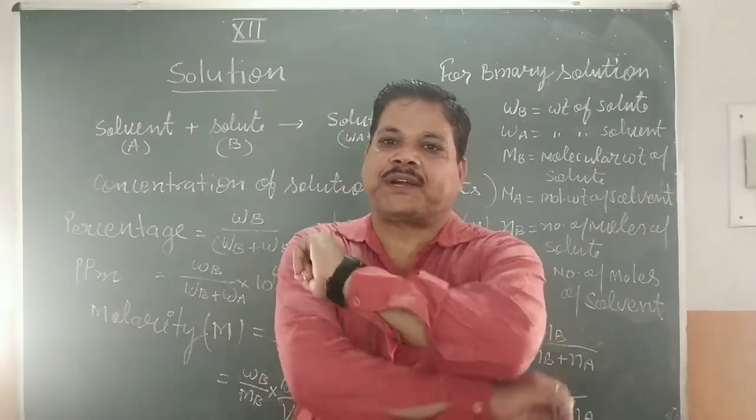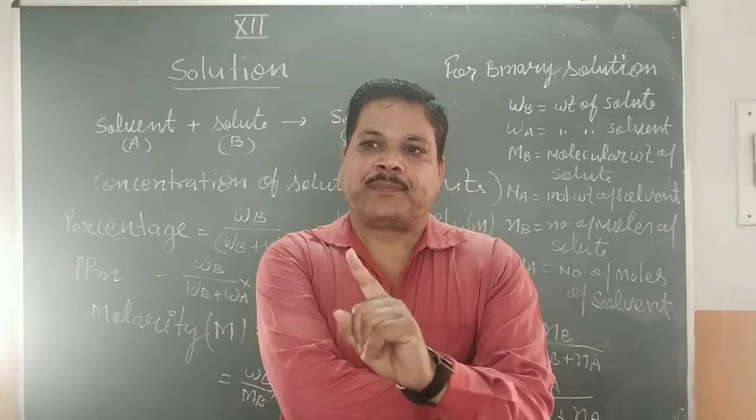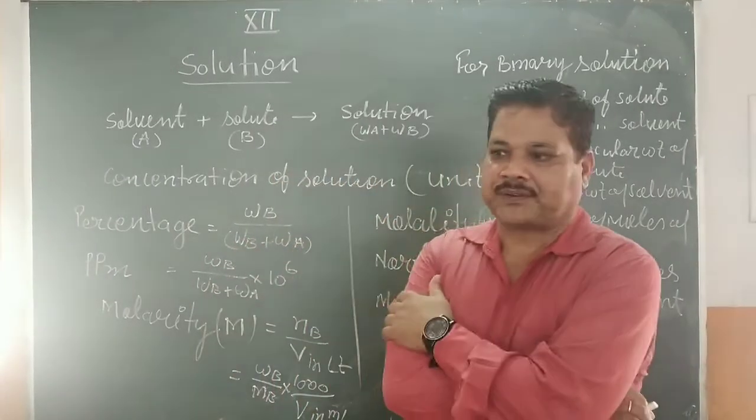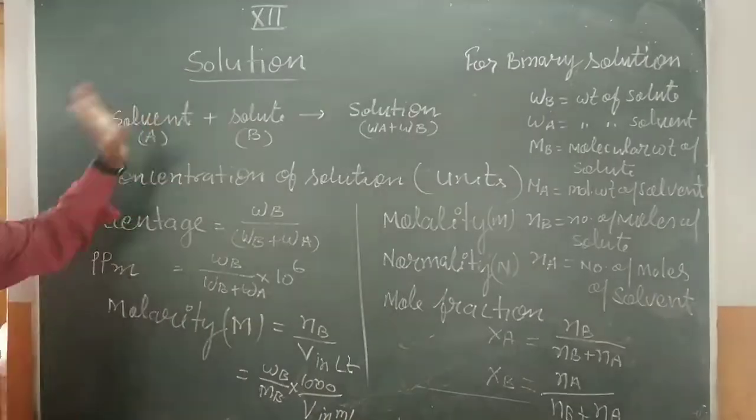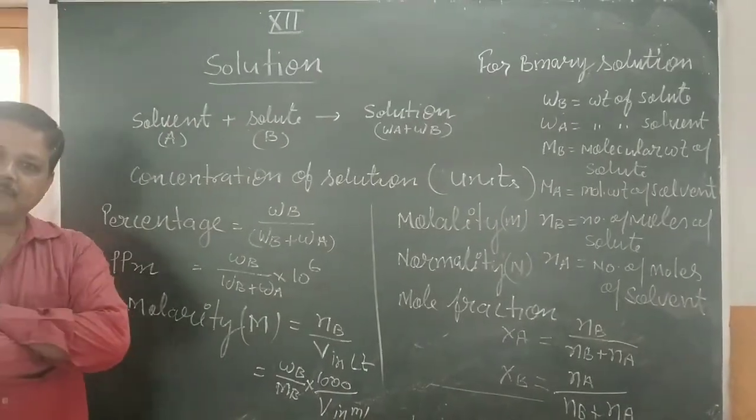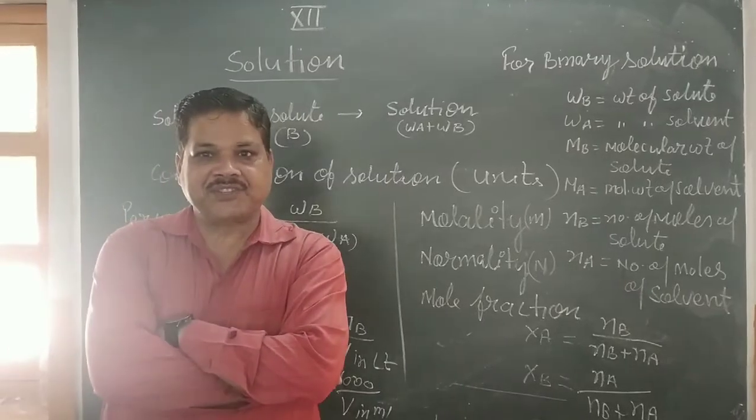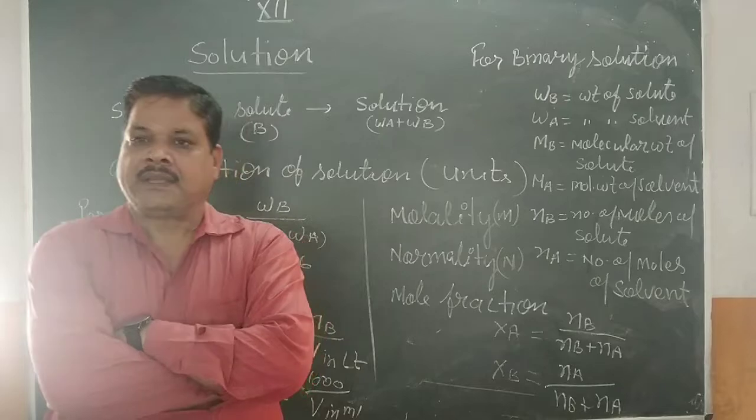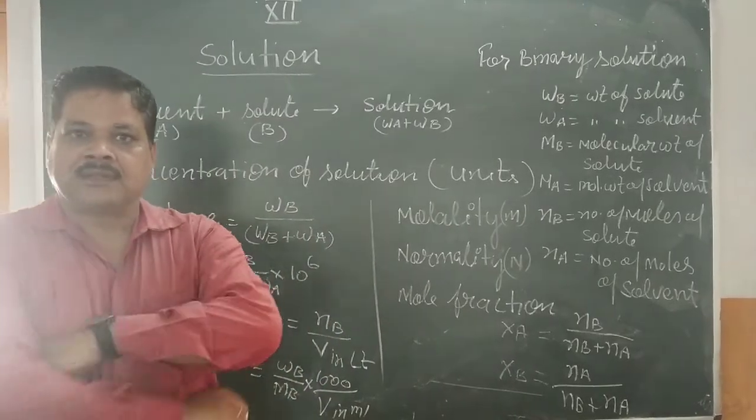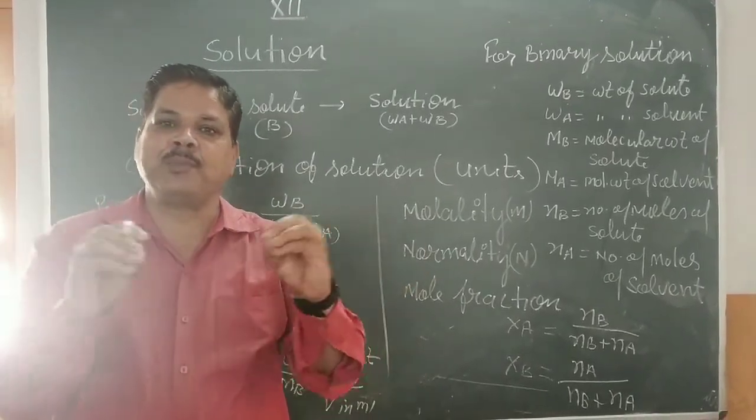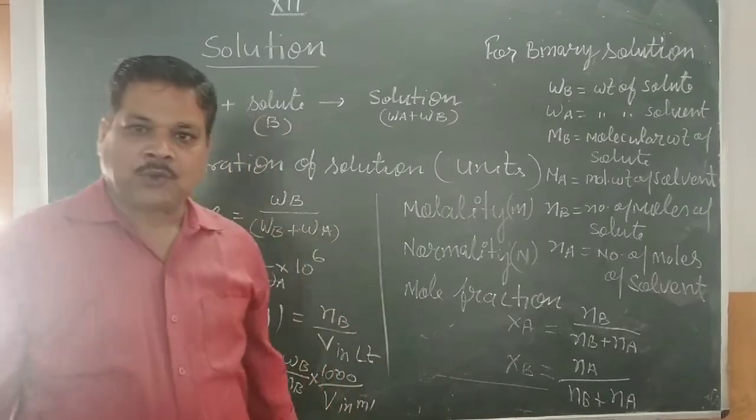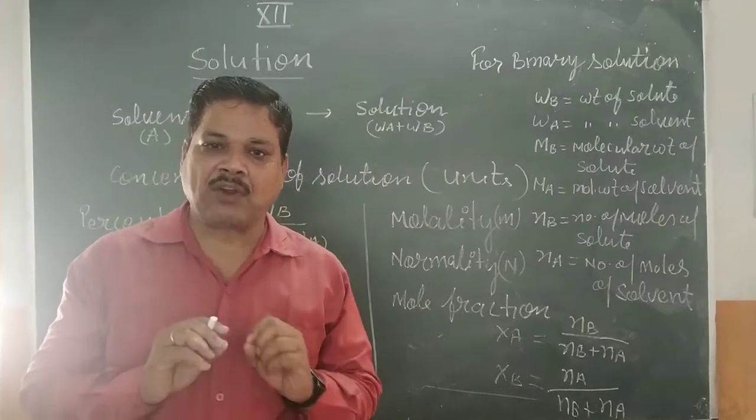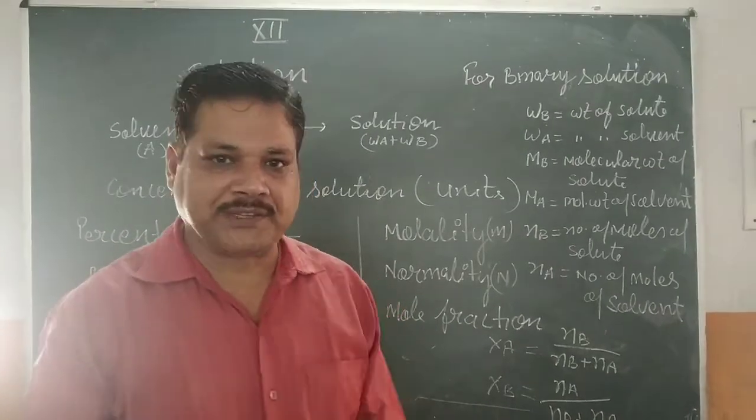We are going to start today the first chapter of class 12 chemistry, that is Solution. Solution means a homogeneous mixture of two or more than two components. Here components means the substances that are going to mix together. Homogeneous means well mixed, they cannot be distinguished from each other.